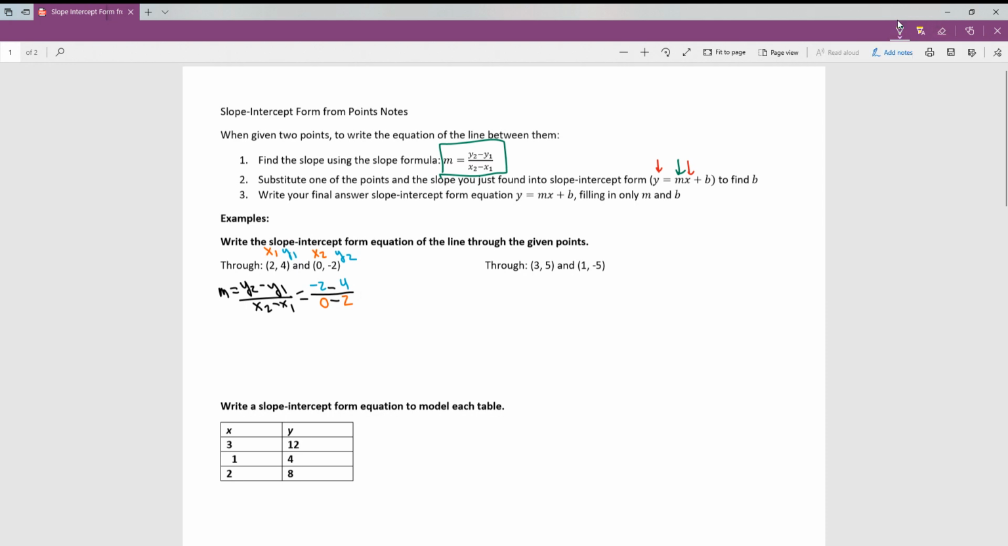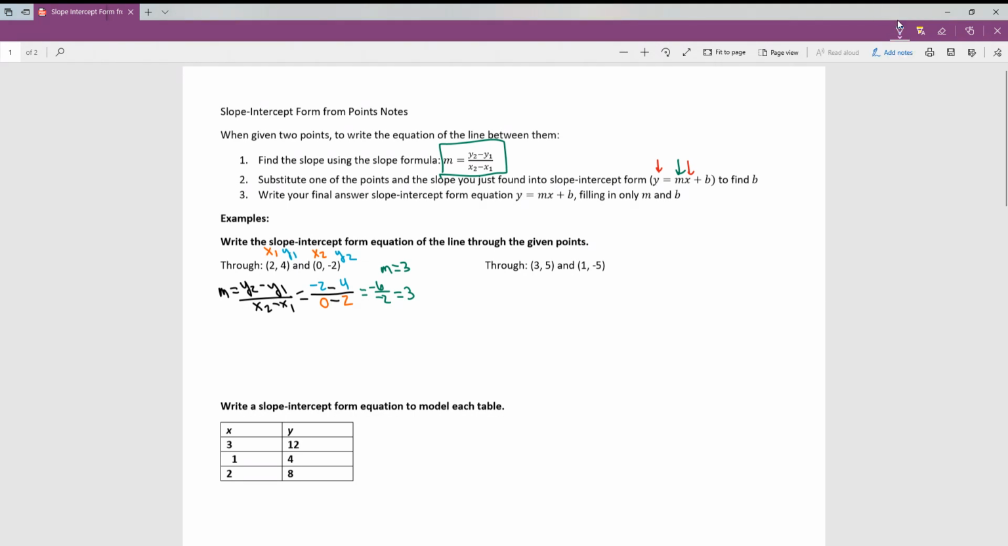Now let's simplify that. Negative 2 minus 4 is negative 6. 0 minus 2 is negative 2. Negative 6 divided by negative 2 is positive 3. So I get m equals 3. Now I need to find b.